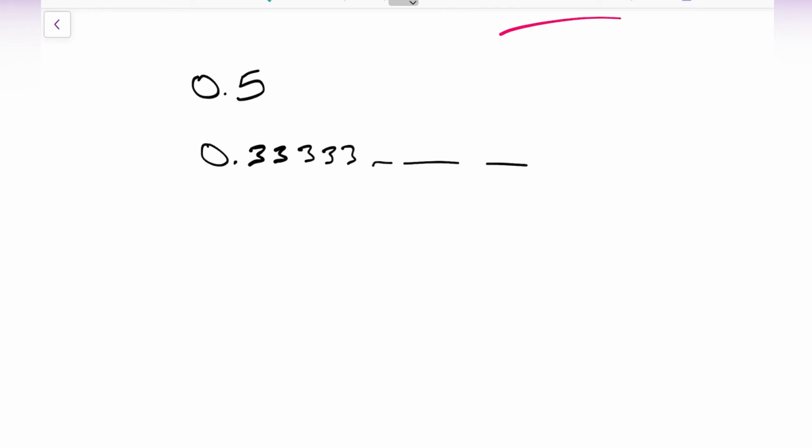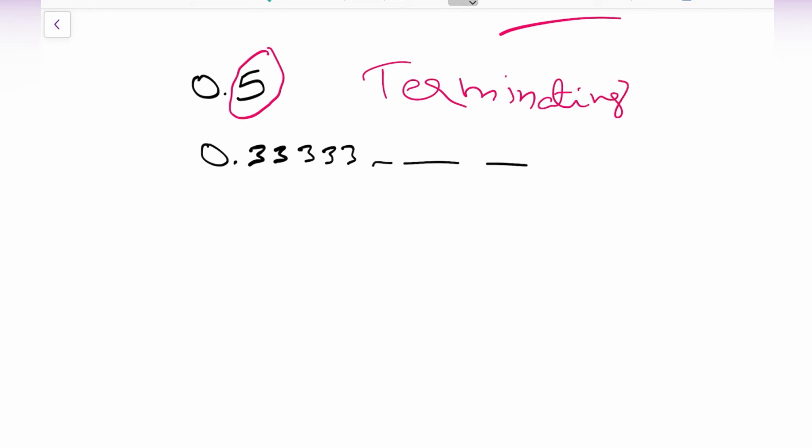If we observe these two decimals properly, one is 0.5 and one is 0.333333 and so on. In the first example, after the decimal it is stopping, no further continuation. It stops at some particular place, maybe 1 digit or 2 digits. These kinds of decimals are called terminating decimals. If we observe the second one, it keeps on going continuously, no termination at all. Those are non-terminating.